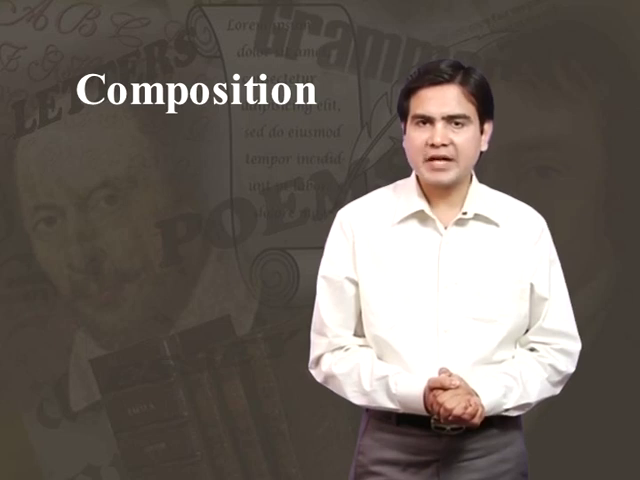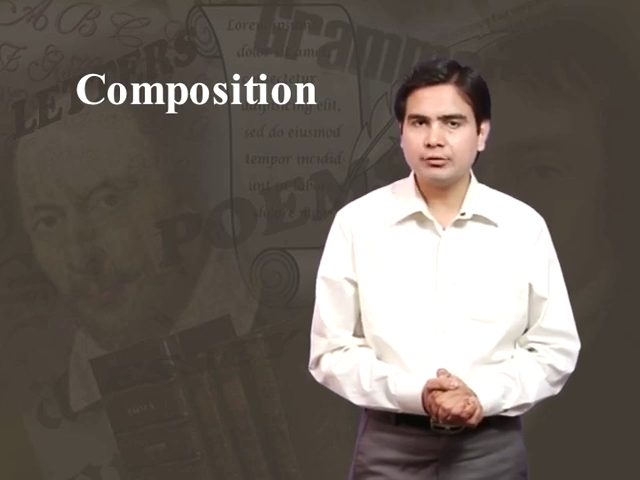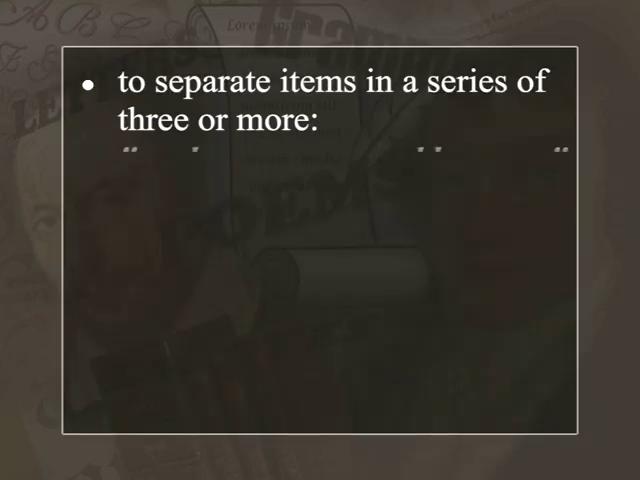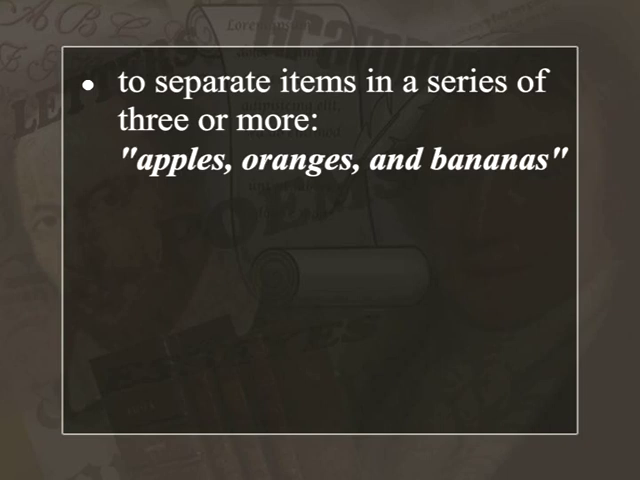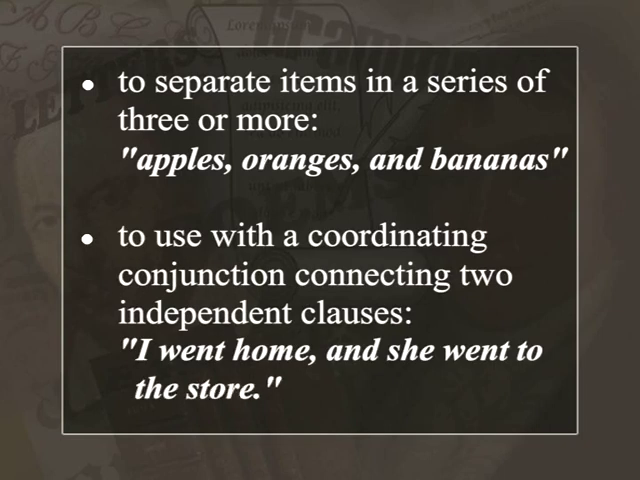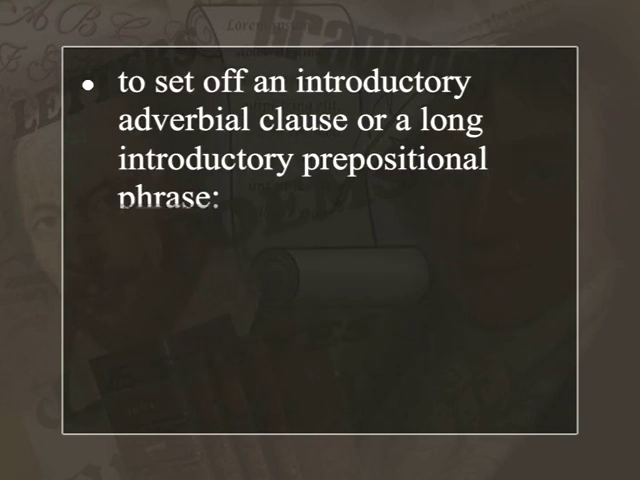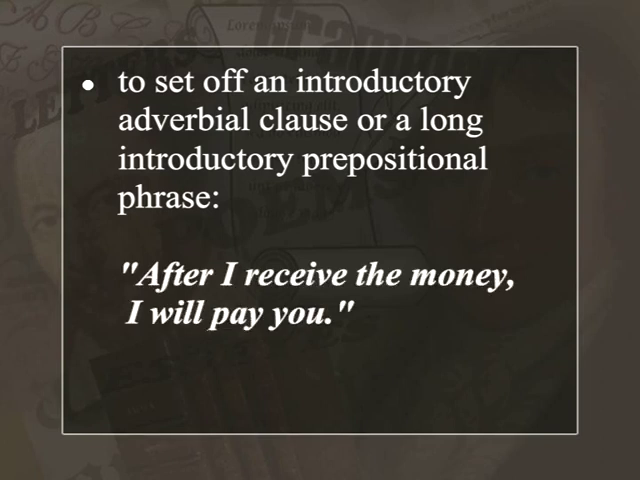Here are a few examples of how commas are used. To separate items in a series of three or more: apples, oranges, and bananas. To use with a coordinating conjunction connecting two independent clauses: I went home, and she went to the store. To set off an introductory adverbial clause or a long introductory prepositional phrase: After I receive the money, I'll pay you.